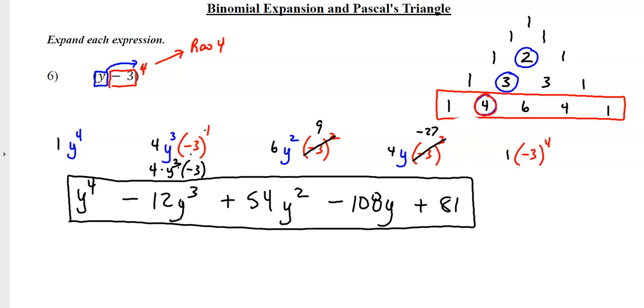But the biggest idea is, get the numbers from Pascal's triangle, they're your coefficients, and then start with the first slot, whatever the first term is in the binomial. You're going to start at this number and work your way down. 4, 3, 2, 1, none of them. And then you grab the second term, and you start from 0, and you start building up. So 0, 1, 2, 3, 4.